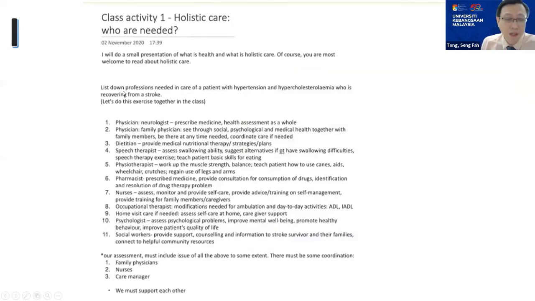So this is what they have listed. Co-built together, again, Microsoft Teams notes allow us to co-share many things on the same platform. In this particular case with a stroke, they'll probably need a physician, another physician, a family physician who will look at general well-being, a dietitian, a speech therapist, and so on. So we co-built this together, and they take home these messages.